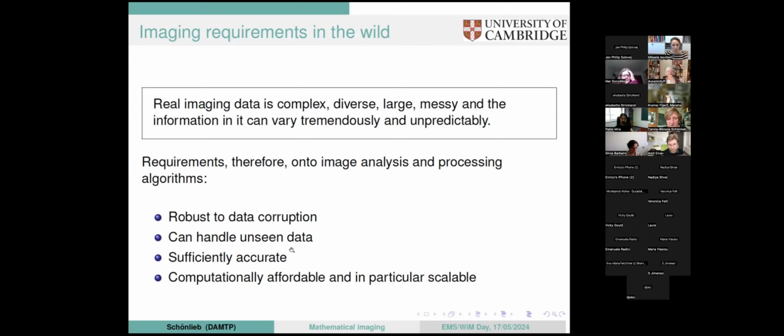We need methods to be sufficiently accurate, and again, this should come with some underlying guarantees. It's not enough to do just a few experiments and say, yeah, this works, so it will work in the future. We really need the guarantee that it works, because lots of these applications are decision sensitive, like in the medical domain, or they inform another scientific domain, and people are writing research papers about new materials having certain properties. Again, you want to be sure that this is actually correct. And the last thing, which is quite important, is that the methods are computationally affordable and in particular scalable. Imaging data is usually huge, so we need methods that can actually scale with this large size of the data.